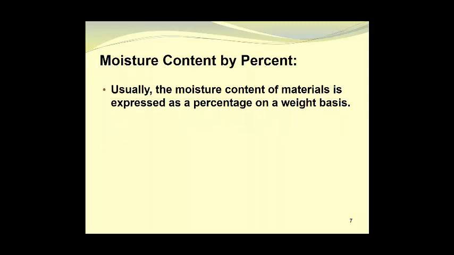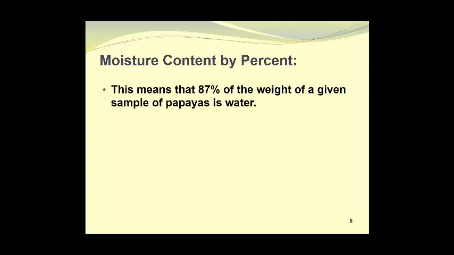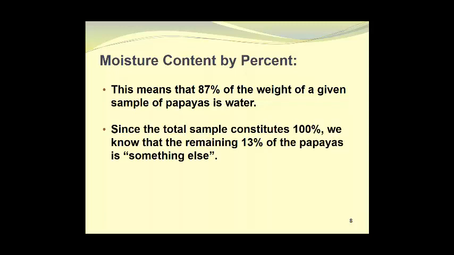Usually, the moisture content of materials is expressed as a percentage on a weight basis. For example, papayas have a wet basis moisture content of around 87% on a weight basis. This means that 87% of the weight of a given sample of papayas is water. Since the total sample constitutes 100%, we know that the remaining 13% of the papayas is something else. The remaining 13% is solids.